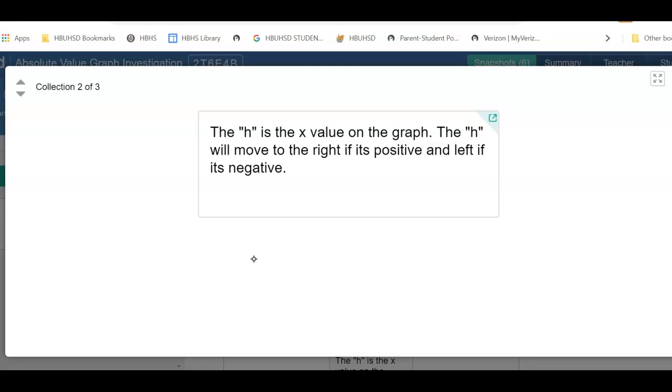Which means what the H value is doing is it's taking that V that originally sat at 0, 0 with the parent, and it's moving it in the direction that X goes along our axes, so left and right, okay? So shifting left and right, all right? So H matches up with the X coordinate of your vertex and controls the shifting of the graph specifically in the directions left and right.